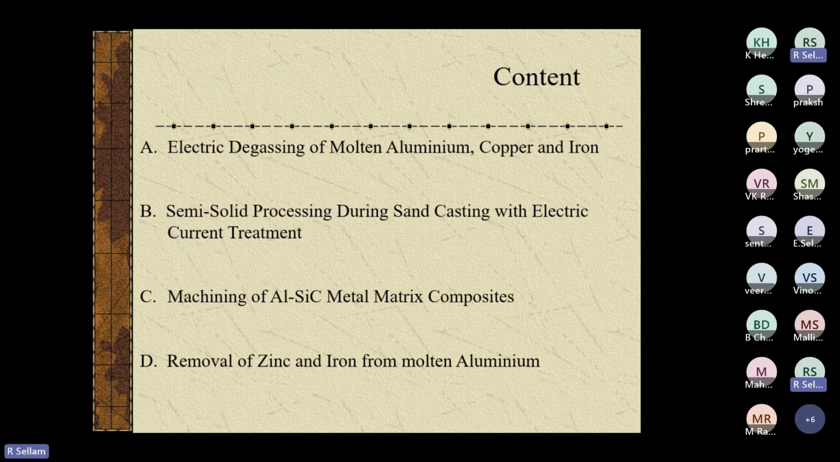My content is electric degassing of molten aluminum, copper, and iron alloys, semi-solid processing during sand casting with electric current treatment, machining of aluminum silicon carbide metal matrix composite, and removal of zinc and iron from molten aluminum. Today, I shall try to cover part A and part B.